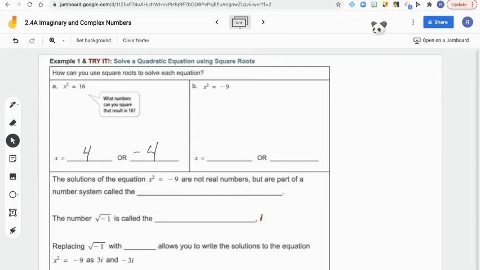What if we have this problem? X squared is equal to -9. What numbers, when I square it, is going to get me a negative? Nothing. If we're just looking at 9, right, we could get -3 or 3, but this is a -9. And so we have to be really careful about these. What this is starting to have us look at is equations that no longer are real numbers, but they're part of a number system called the complex numbers.